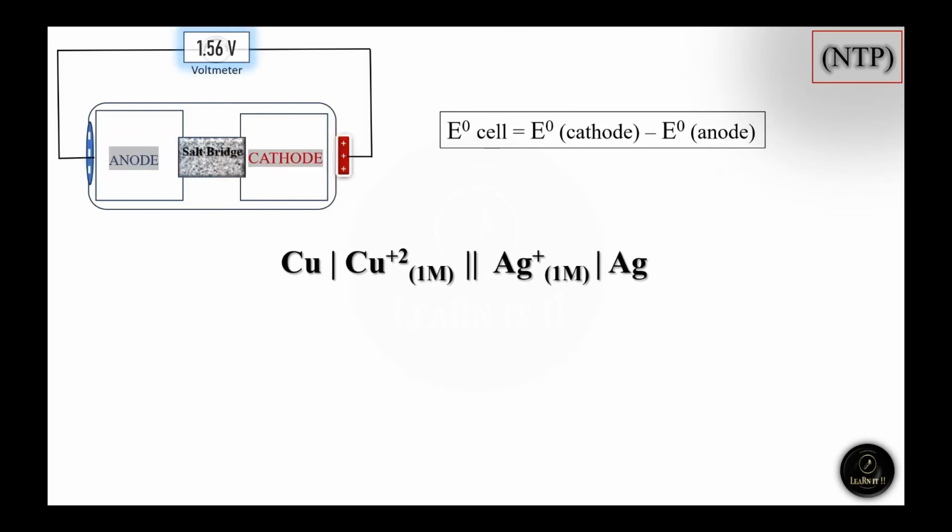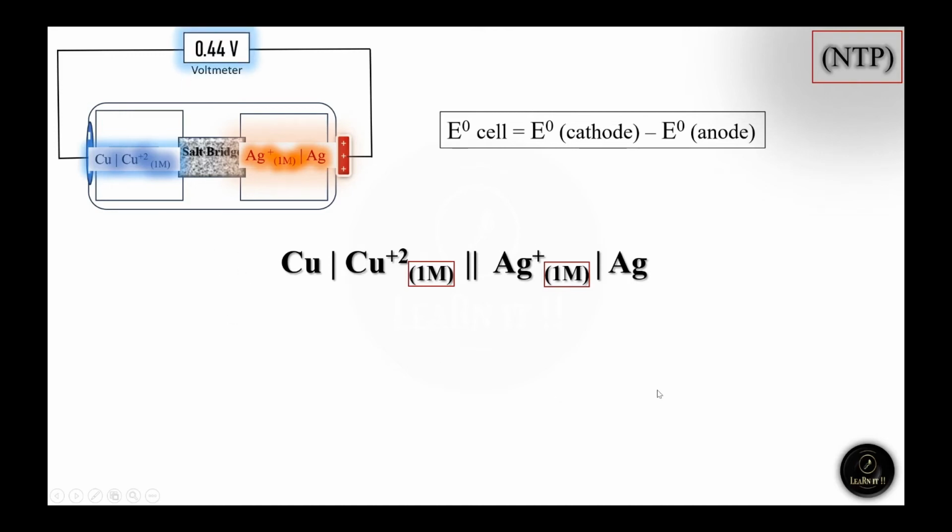Let us consider another example in which the anode is made up of copper and the cathode is made up of silver, and here both the solutions are at 1 molar concentration. So we are talking about the standard copper electrode and silver electrode. Here the voltmeter shows a reading of 0.44 volt.